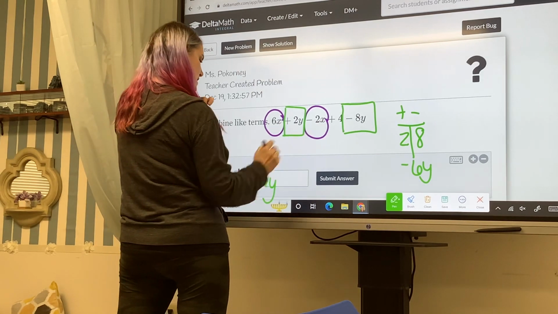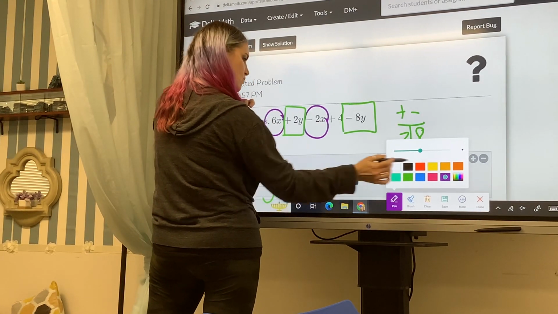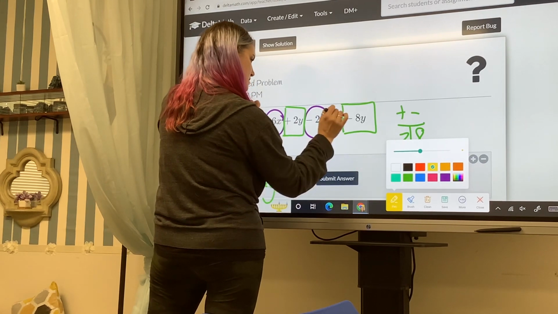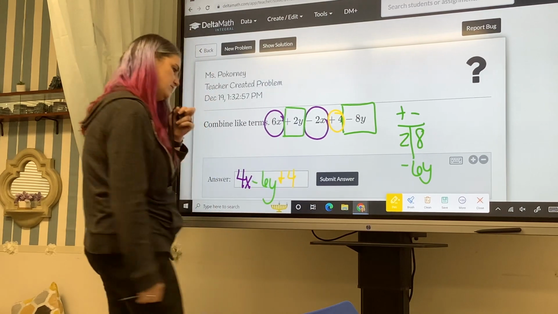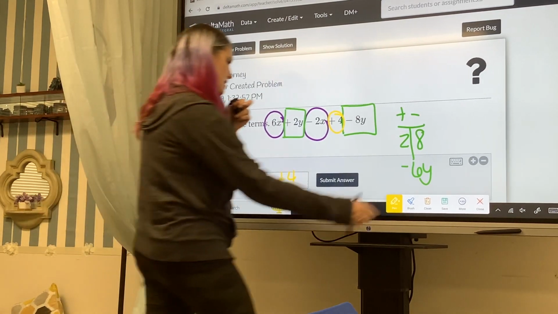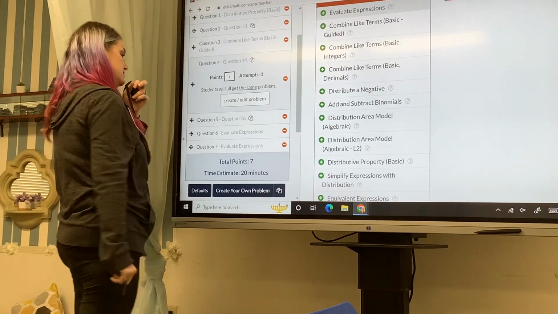And then finally, I have a constant. I don't have anything that I can combine with that constant. So it's just going to be plus 4. Nothing can disappear in a math problem. We have to keep them. You can combine things, but things don't magically disappear.